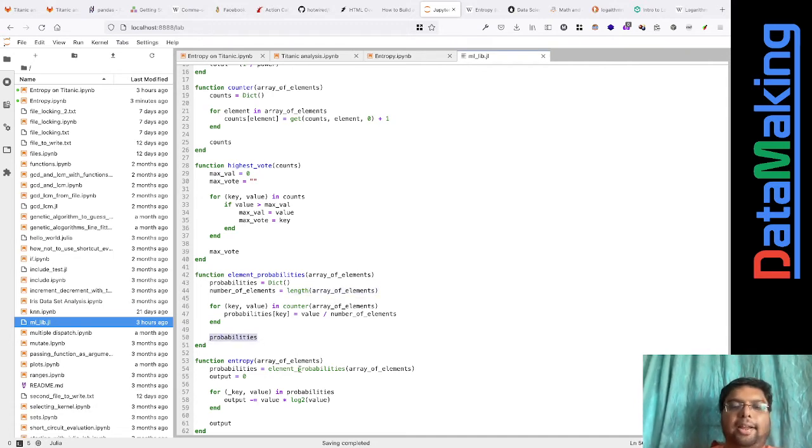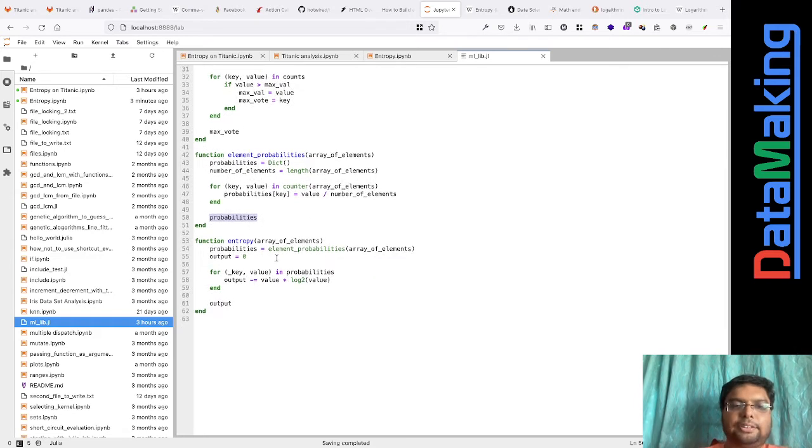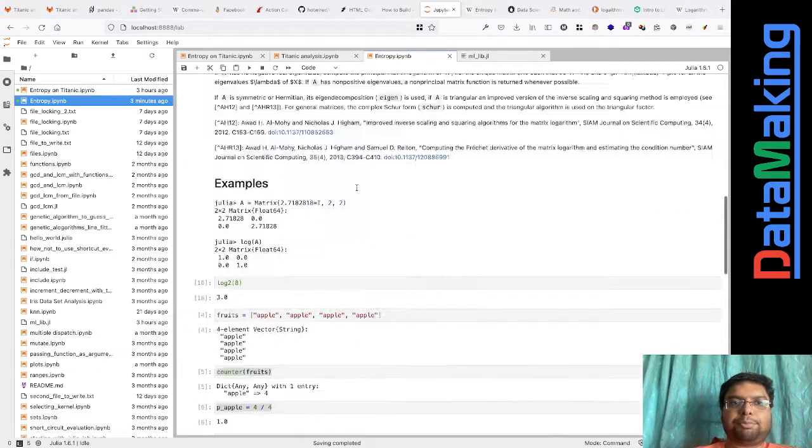Okay, and this function is being used in this entropy. I'm just getting the probabilities over here, and the output is nothing but minus the summation of the probability value times the log of the value. So that's how I'm doing it. This equation, you can see it over here.